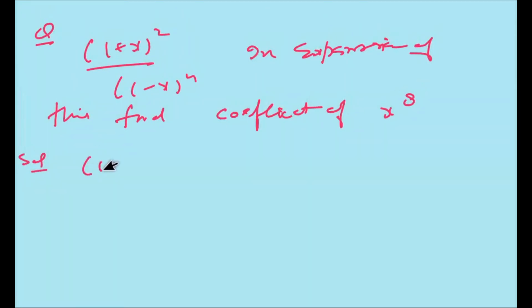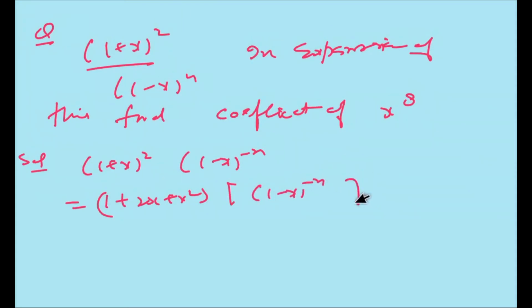So first we write this way, okay, and open this, and you have to expand only the second term, 1 minus x to the power minus n only. This you have to expand, and first find the coefficient of x to the power 8 in this term, okay.